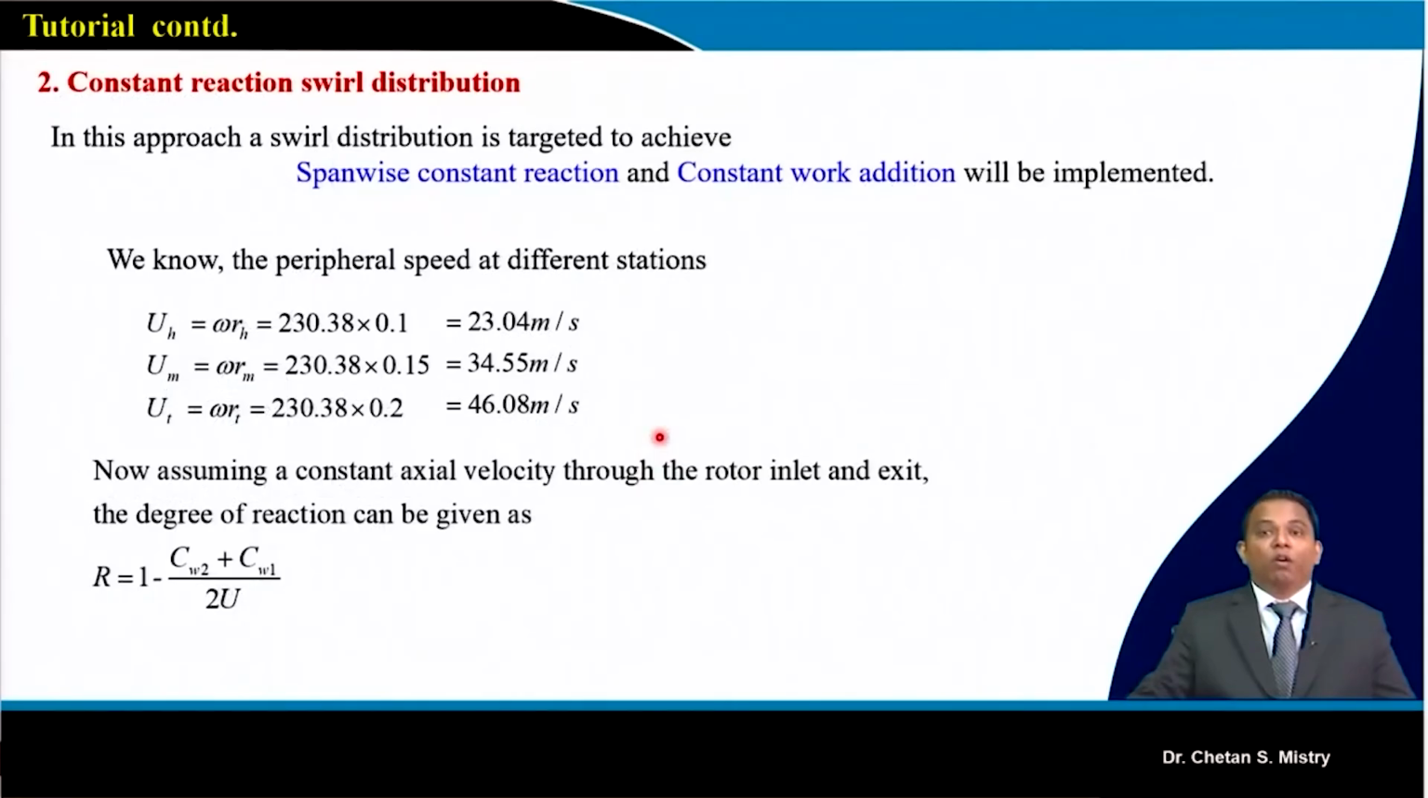Okay. After doing all this calculation, let's move with the second approach. That's what is a constant reaction approach. And for this constant reaction approach, we are assuming our degree of reaction to be constant and constant work addition. This is what all we know from our previous calculation for say peripheral speed at hub, peripheral speed at mid station, and my peripheral speed at tip station. What we know, our degree of reaction, that's what is given by 1 minus delta Cw by 2U.